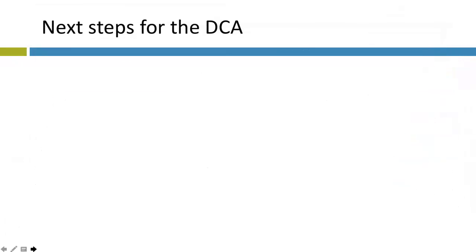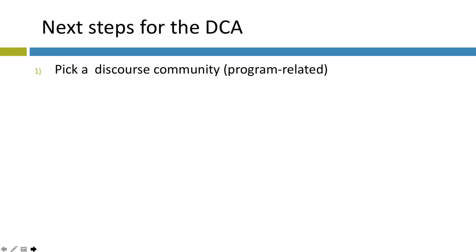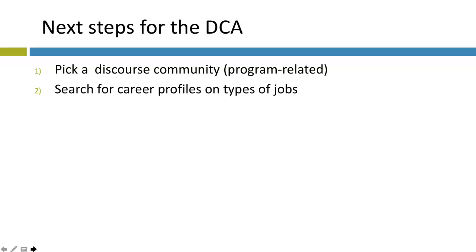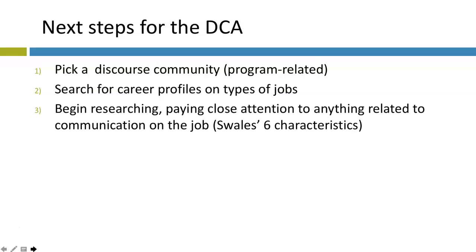So, what are your next steps in terms of the DCA assignment? First, make that decision about the community that will be your focus. Second, you might want to start doing research, searching for career profiles related to the community that you've chosen. Third, as you research, focus on anything related to on-the-job communication. In other words, the 6 characteristics that Swales talks about.